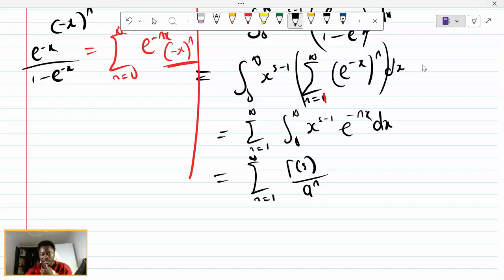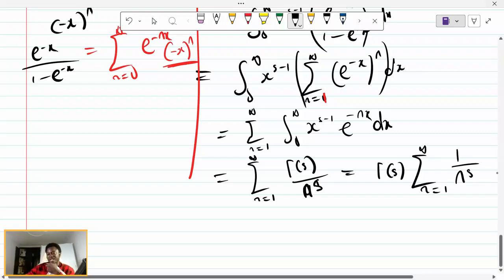Of course, this sum may look scary, but not really, because gamma of s is a constant. So we can factor it out as gamma of s times the sum as n runs from 1 to infinity of 1 over n to the s power. So this is the definition of the Riemann zeta function, which is zeta of s. So this is gamma of s times zeta of s.